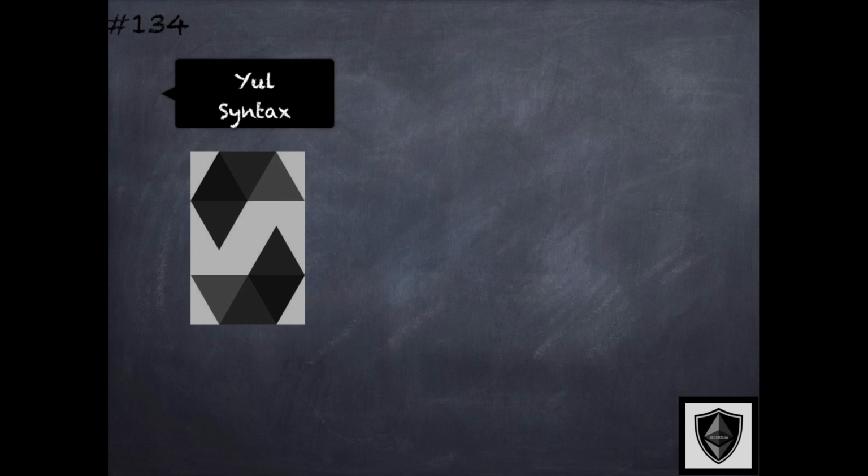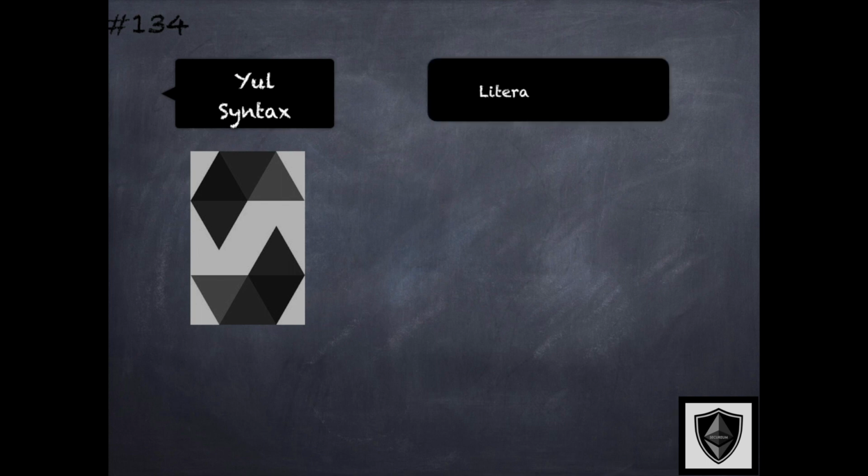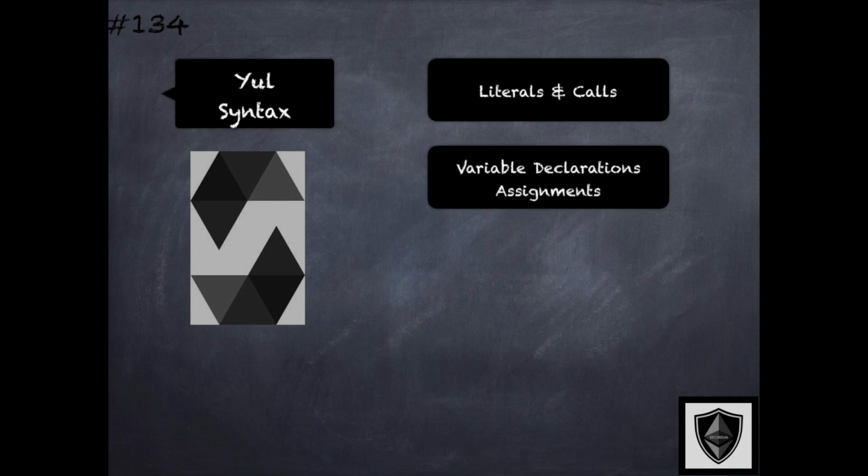Let's take a bit of a look at the syntax of the Yul language. Yul supports literals and calls. There are variable declarations that are possible in the form of let x := 7, which declares a new variable x and assigns an initial value of 7 to it. So these assignments are possible.